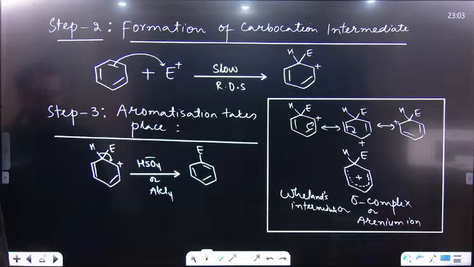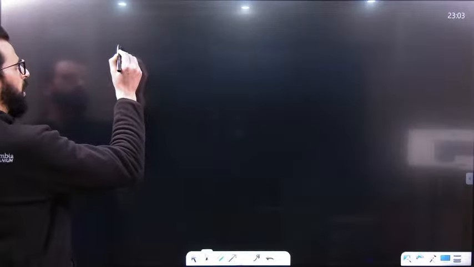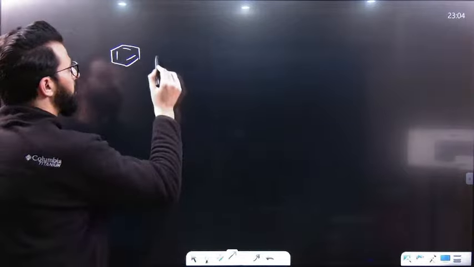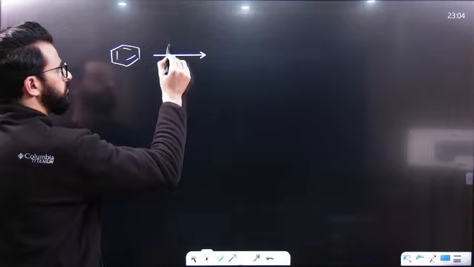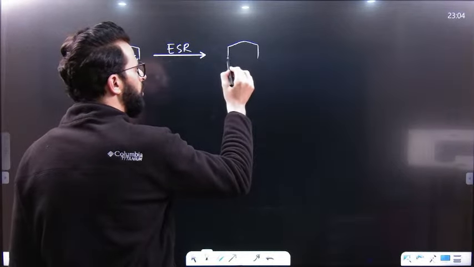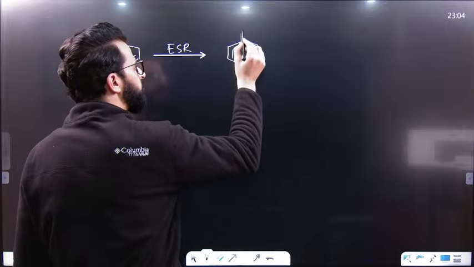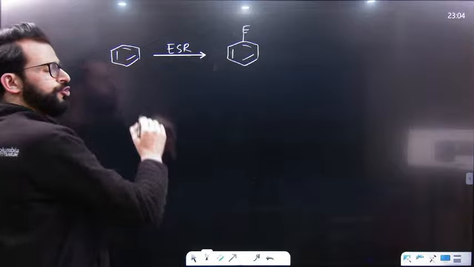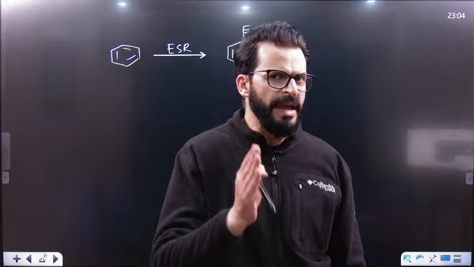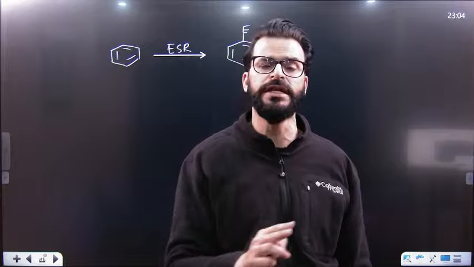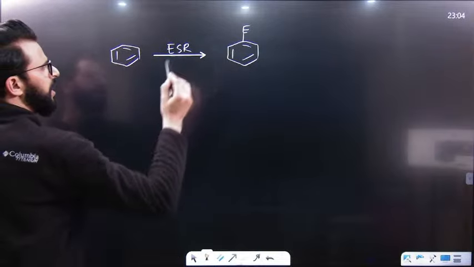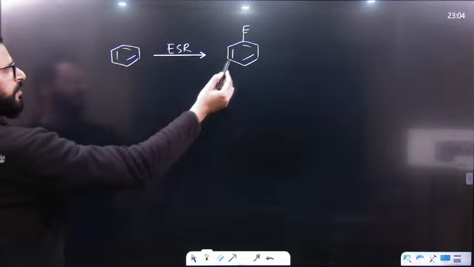Now have a look. If we are performing an electrophilic substitution reaction on benzene, the electrophile goes to the benzene ring at any place. Why? Because the electrophile goes to that position of the aromatic ring which has more electron density, and benzene has electron density equally distributed at every carbon. So it will replace any hydrogen and the electrophile will be introduced like this.